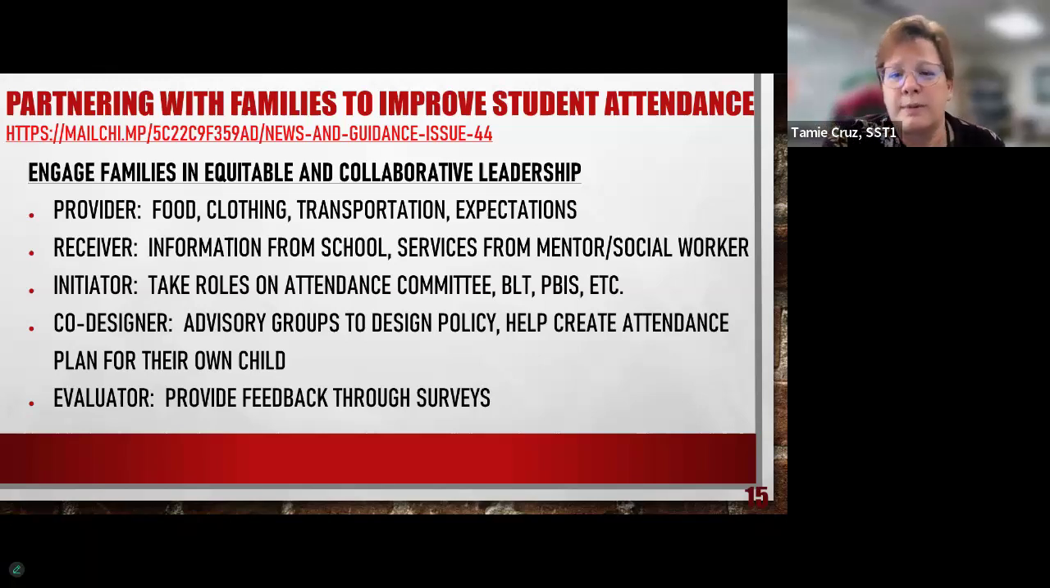I know a lot of people are doing climate surveys, surveying kids, surveying families. How do they feel about the school? Is the school a safe place for them to be? So just different ways to interact with families to make sure that you're getting that family voice in what you're doing, and they feel empowered to make a difference.